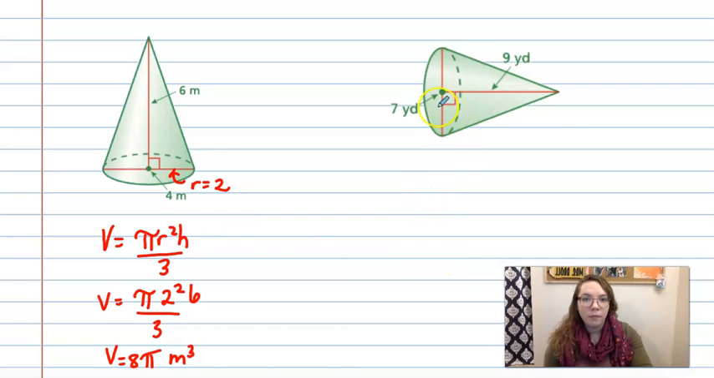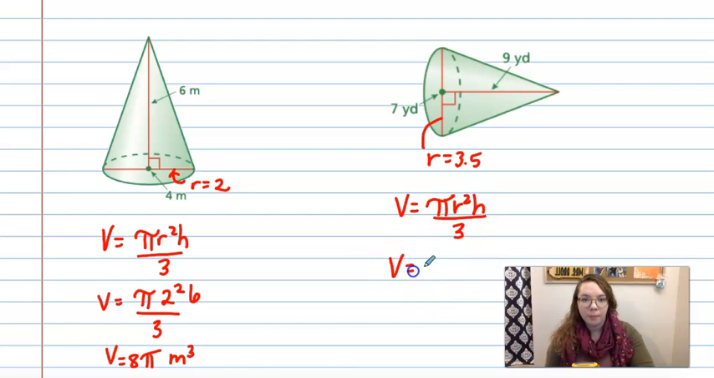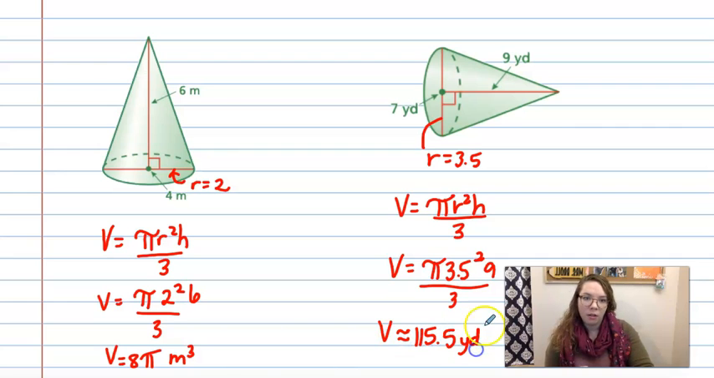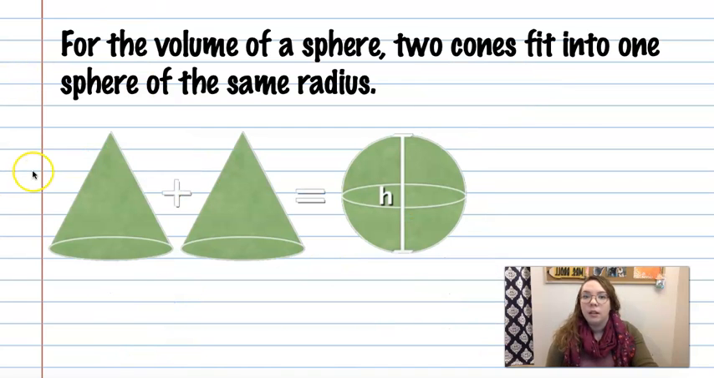All right, so on this one, my radius would be 3.5. So volume of a cylinder is pi r squared times height. Since this is a cone, we take that divided by 3. So I'm putting in 3.5 for radius, 9 for height. So that gives us approximately 115.5 cubic yards. All right, so that's cones. We've done pyramids and cones. The last shape we're going to talk about today is spheres.